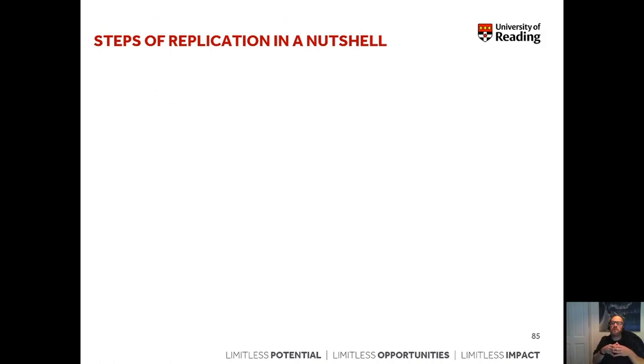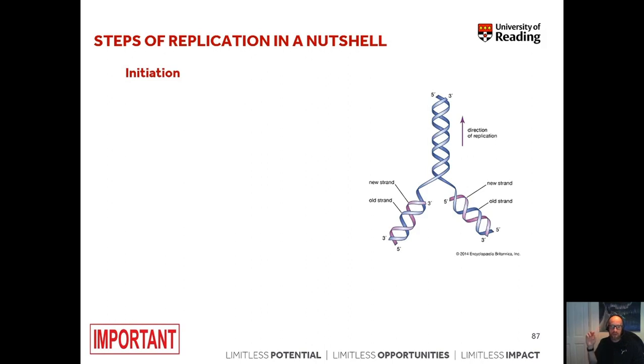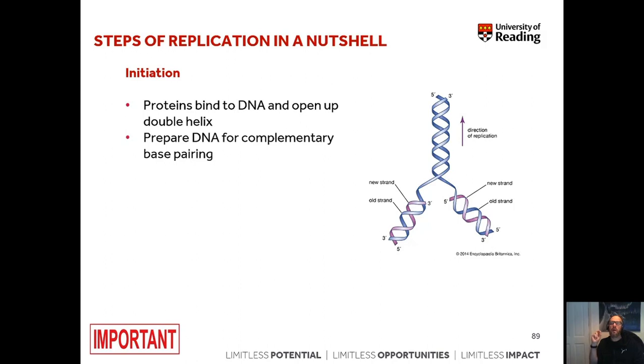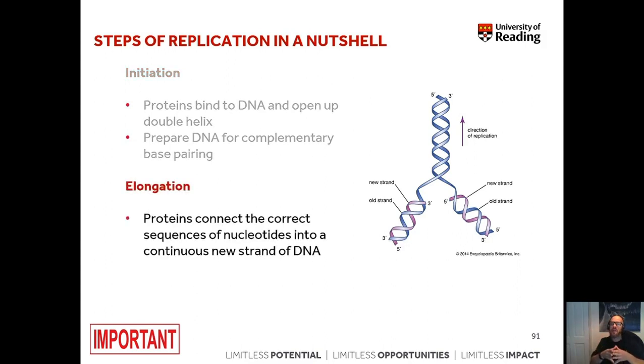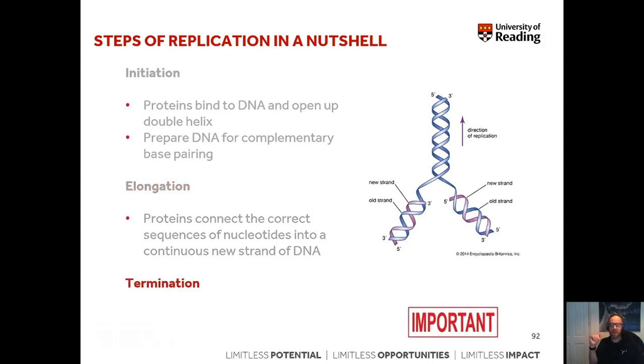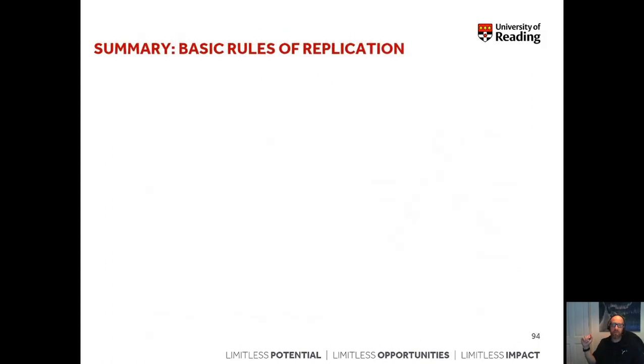So what are the steps of replication in a nutshell? Again, as I mentioned before, we have the initiation, where the DNA strand opens. Then in the initiation, DNA gets prepared for complementary base pairing, and the next step is elongation. During elongation, proteins connect the correct sequences of nucleotides into a continuous new strand of the DNA. After this is done, termination occurs, where proteins release the replication complex. This is basically what happens during replication.